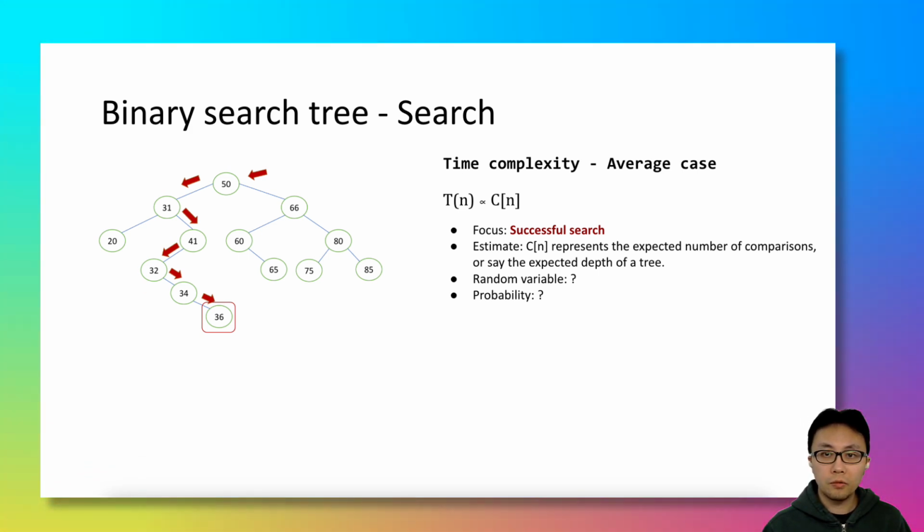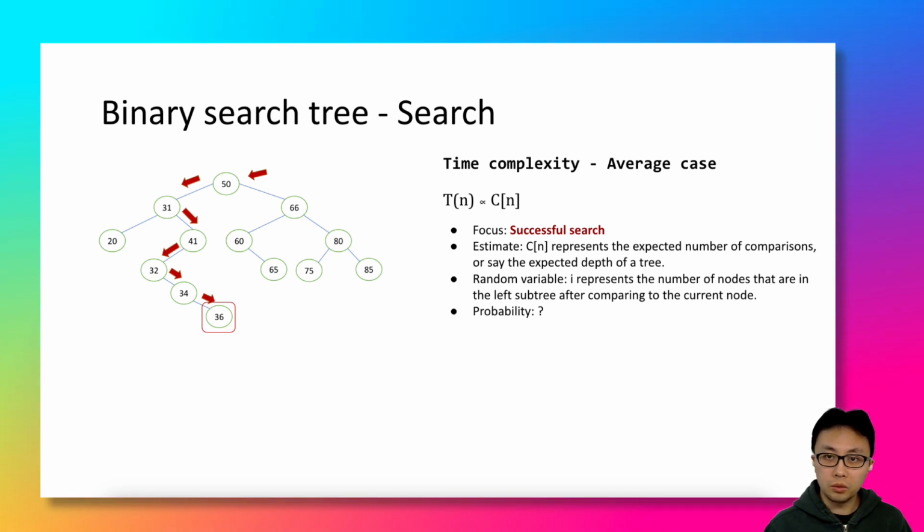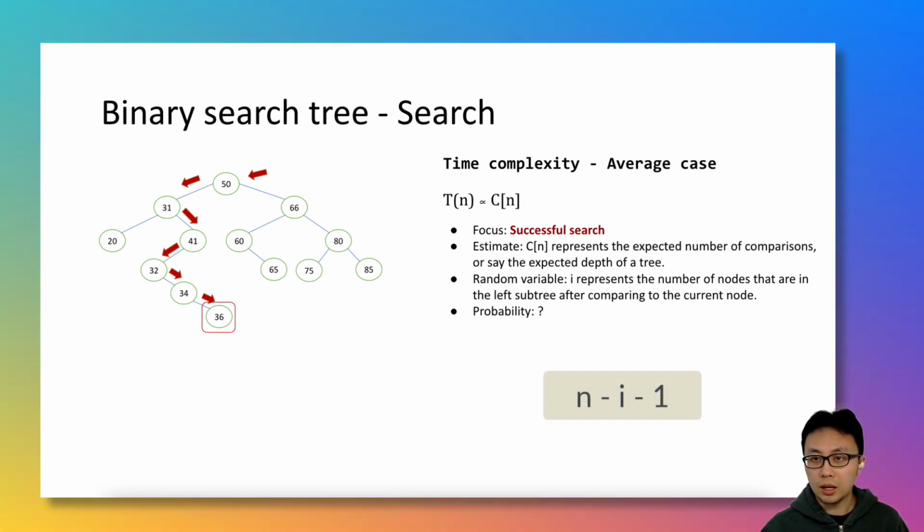We will pick the random variable as the number of nodes in the left subtree of the root and use letter I to denote it. Given this random variable I and the total number of nodes as n in a binary search tree, we will be able to deduce that the right subtree of the root contains n minus I minus 1 nodes, and 1 represents the root node.